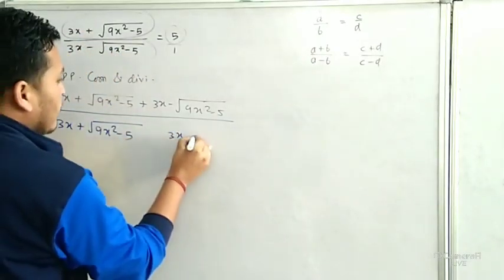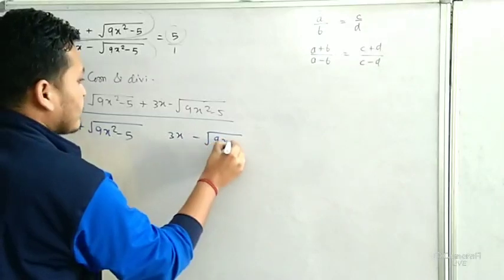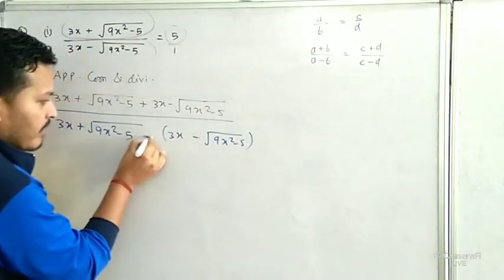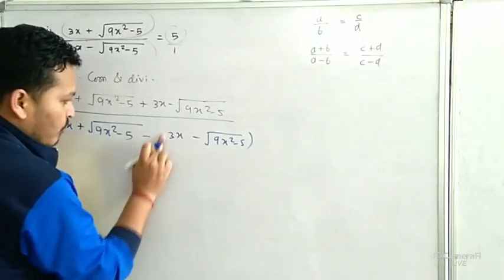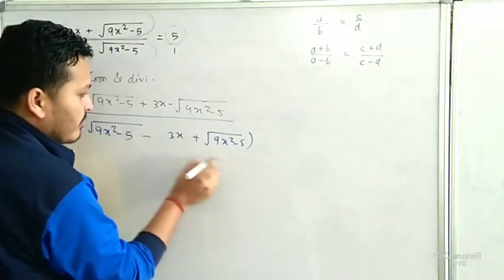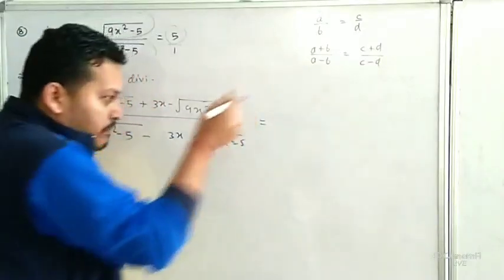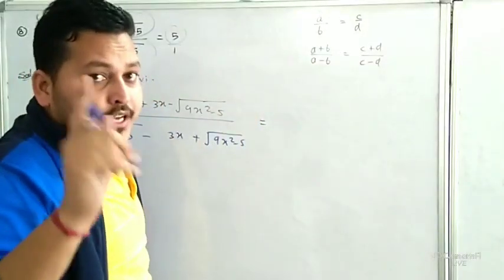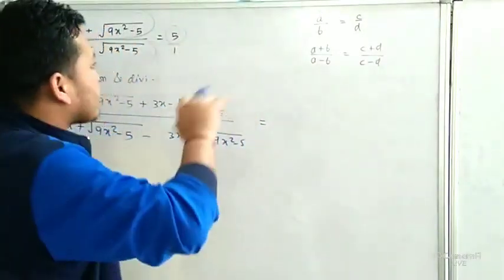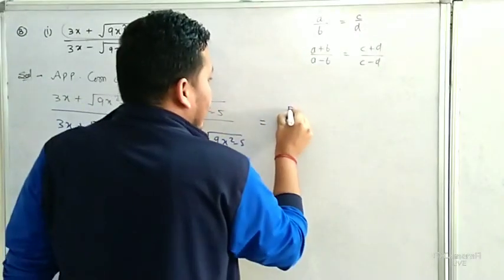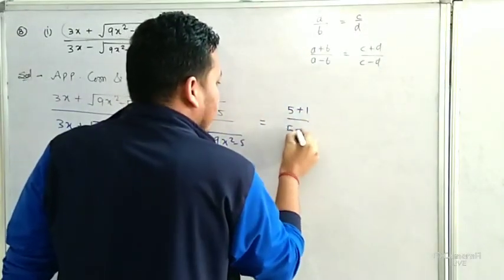This is 3x minus root 9x square minus 5. Bracket then minus. Now open the bracket, then open the bracket. This is minus and then it will be plus. Okay, so this thing is here. And when you do it on the left side, you must do it on the right side also. Many students forget the right side when they start. Similarly, right hand side 5 plus 1 upon 5 minus 1.